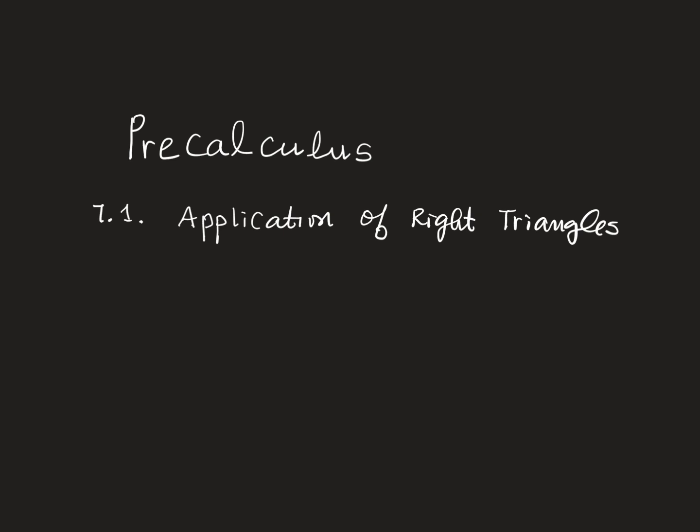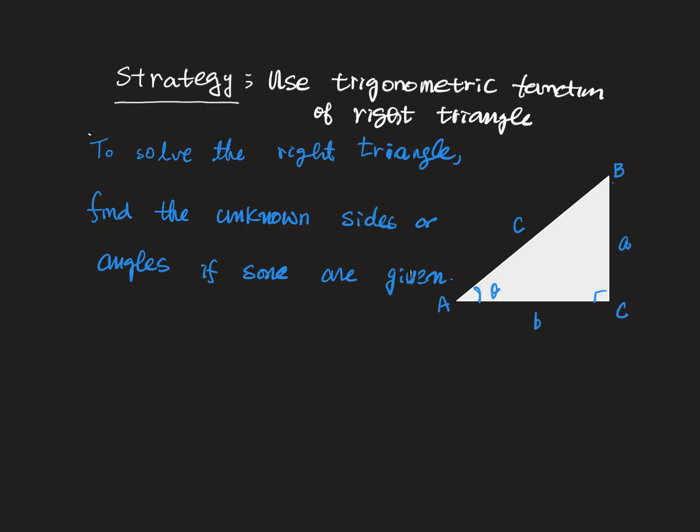This is pre-calculus, so we're gonna study how to apply the right triangle to the real world. Let's start with the right triangle and trigonometric functions of the right triangle. To solve the right triangle, we have to find unknown sides and angles if given some angles and sides. So this is a right triangle. Here's a right triangle, guys.